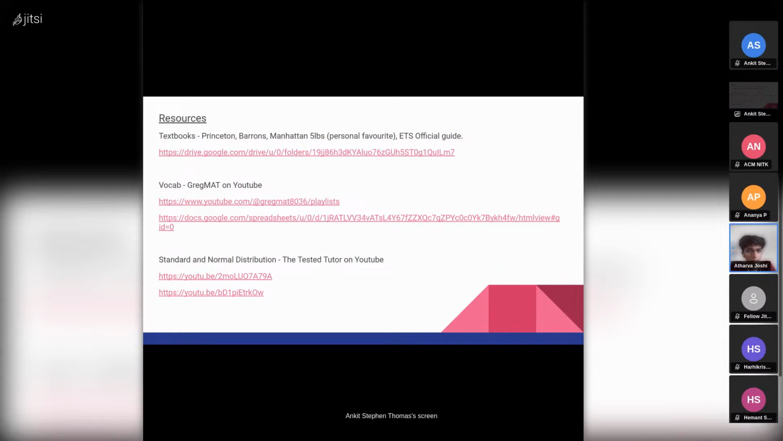So here are some resources which I used during my preparation. Textbooks such as Princeton Barron's, the Manhattan 5 Pounds, and the ETS official guide. Personally, I used the Manhattan 5 Pounds extensively to revise the concepts and used the other books to solve the practice papers and other questions.